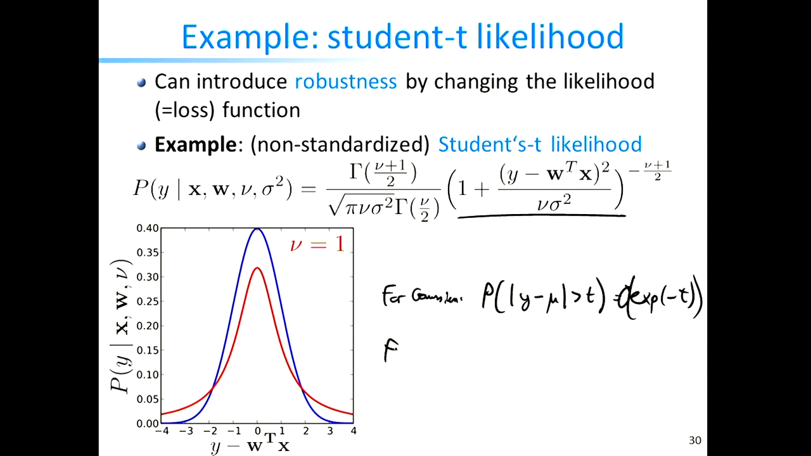But for Student t, the probability of being more than t away from your mean goes to zero only at something like t to the minus alpha. It's basically some sort of root. It decays much less quickly, only polynomially, not exponentially. And this means that if you look at the tail mass, it's substantially bigger for Student t. And if you really have outlier data, that can change things.